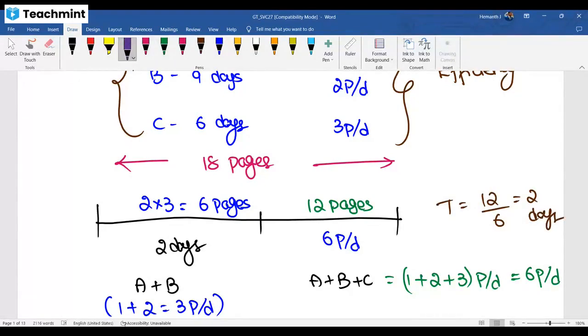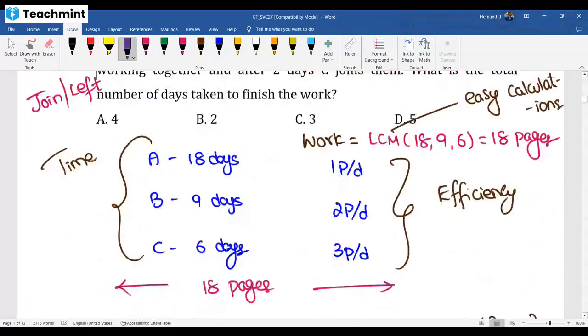Now you have to clearly check whether they are asking the time taken to complete the remaining work. If they ask the time taken to complete the remaining work, or how much more time is required, your answer should be 2 days. If the question is the total time taken, or the time taken to complete the total work, it means 2 plus 2, 4 days. Now let's see what question they are asking.